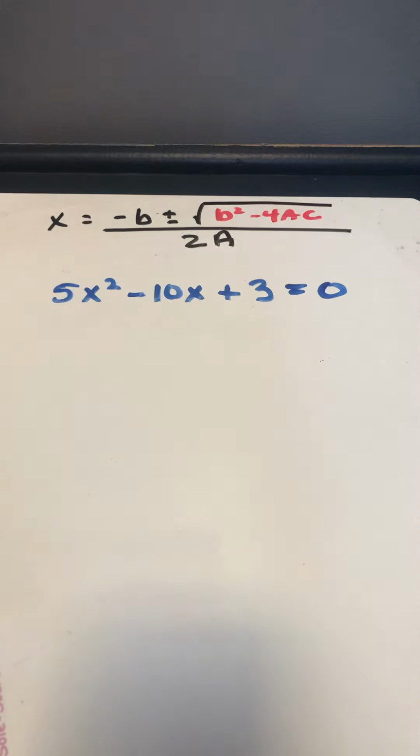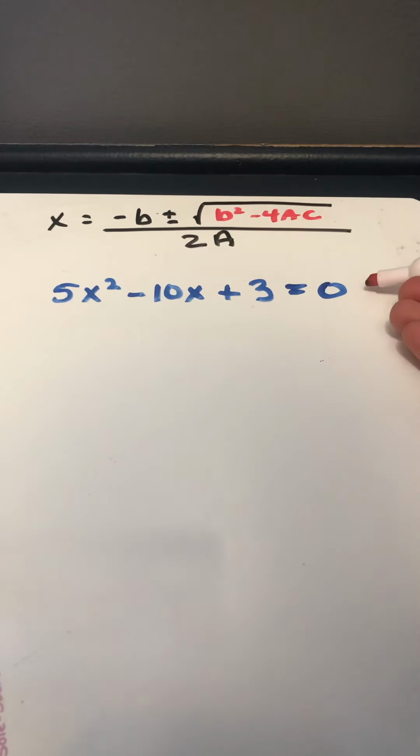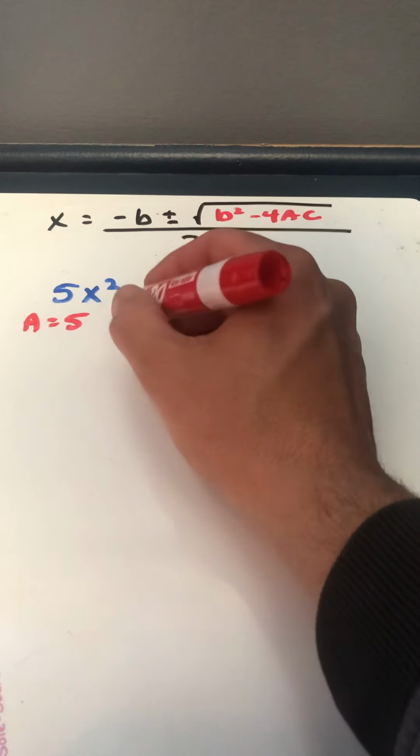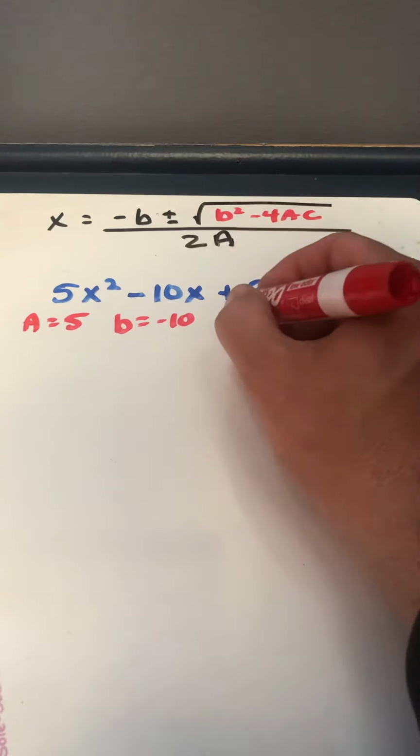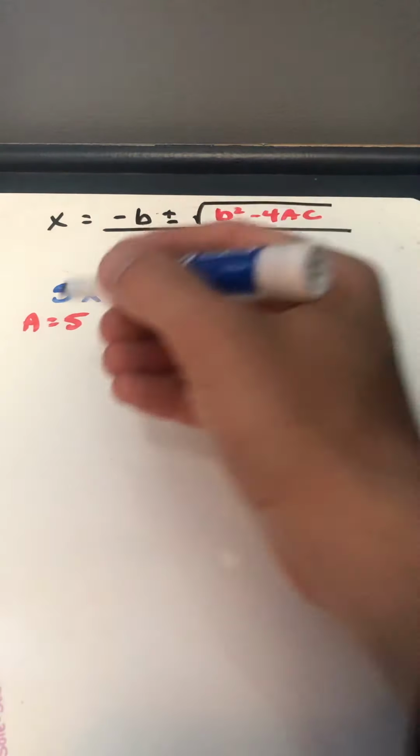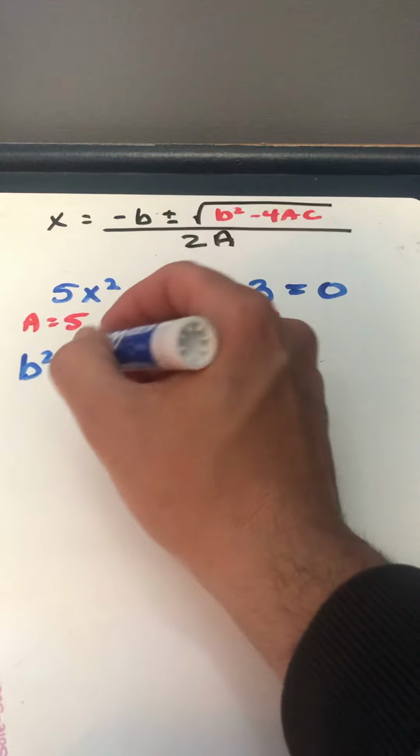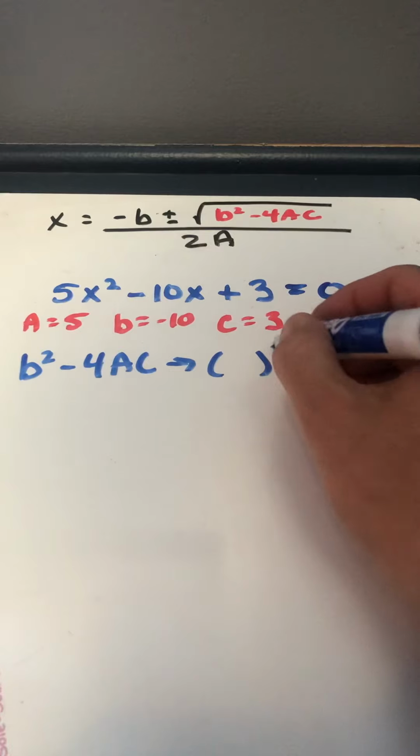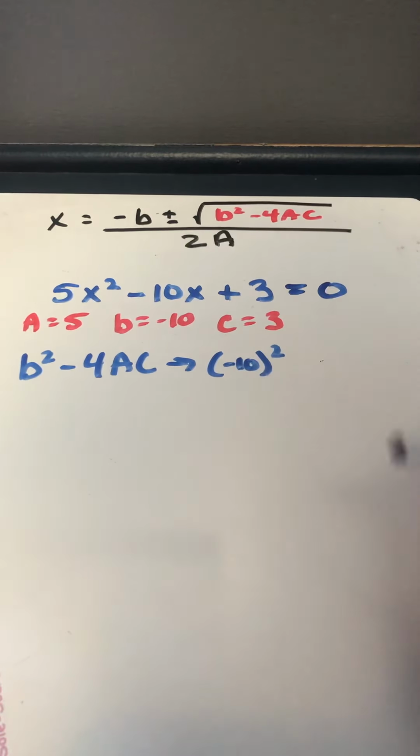So, we follow our steps. Make sure the equation is in standard form. That's already done. Step 2, identify a, which is 5, b, which is negative 10, and c, which is 3. Next, substitute those values into the b squared minus 4ac. Remember, we're only dealing with b squared minus 4ac. So what we're going to do is substitute in the b value of negative 10 for b, minus 4 times the a value, which is 5, times the c value, which is 3.